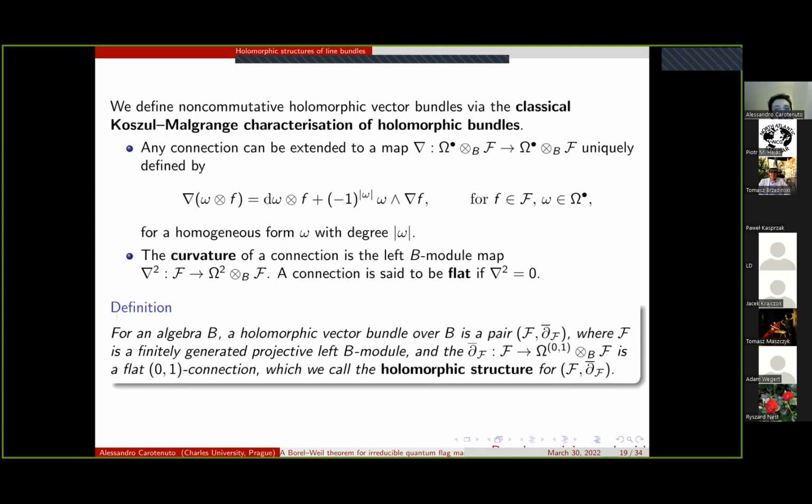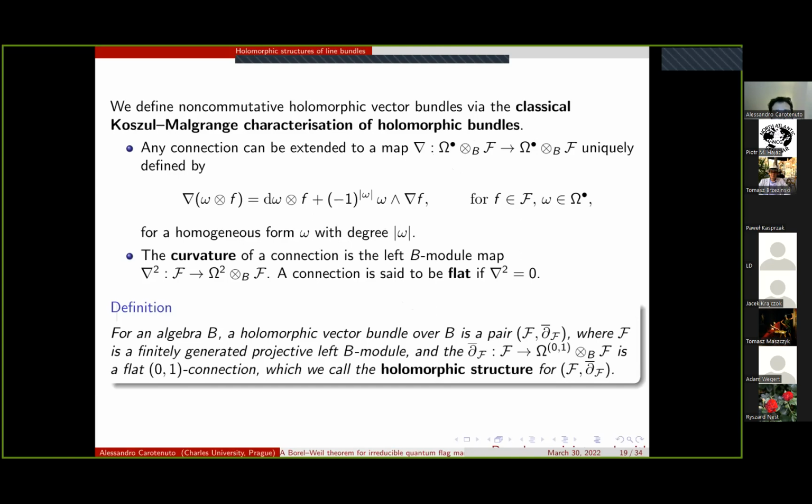And no, sorry, not any, but we also have to require that the connection is flat. So remember that we can extend any connection to a map. A connection is defined on a first order differential calculus, but we extend the first order differential calculus to a complete differential calculus, and we can extend the connection to a map on the differential calculus times the module, which respects the graded Leibniz rule. And the curvature is just the square of a connection. We say that a connection is flat if nabla square is equal to 0.